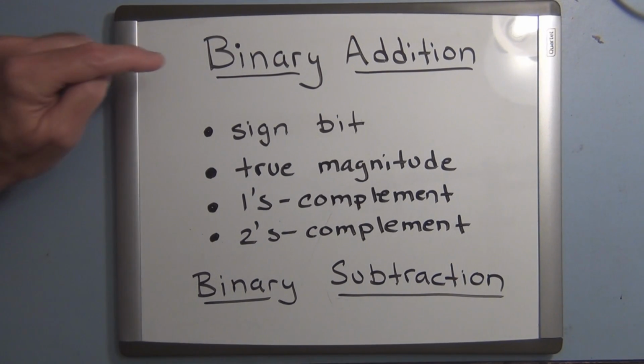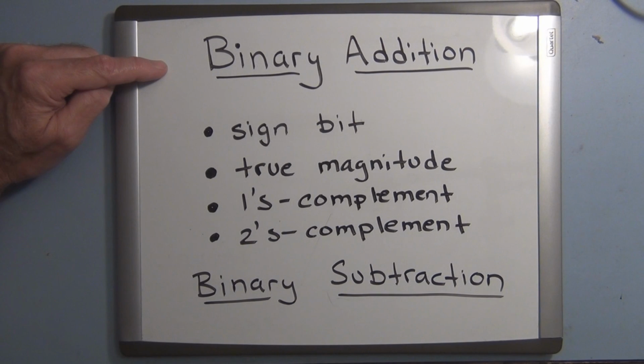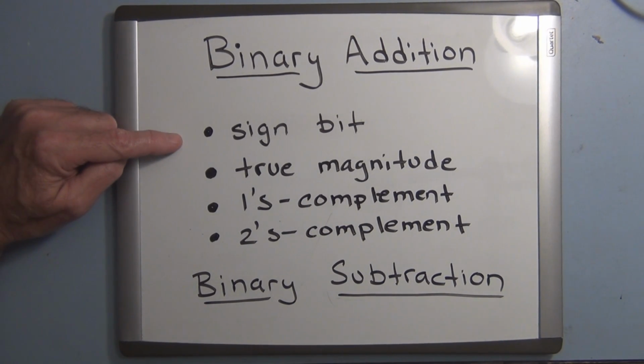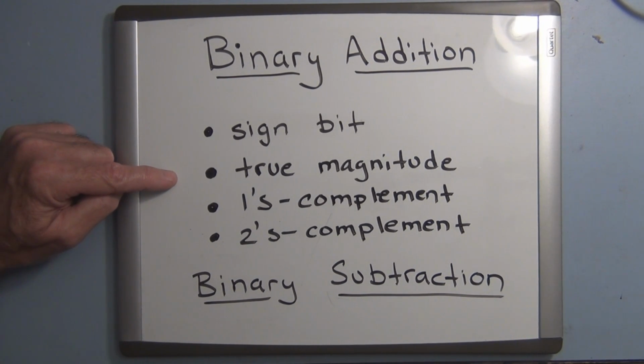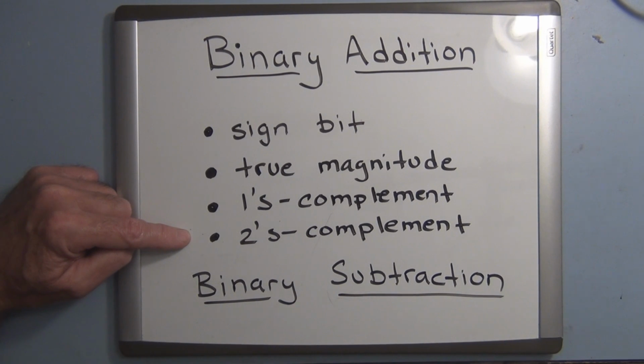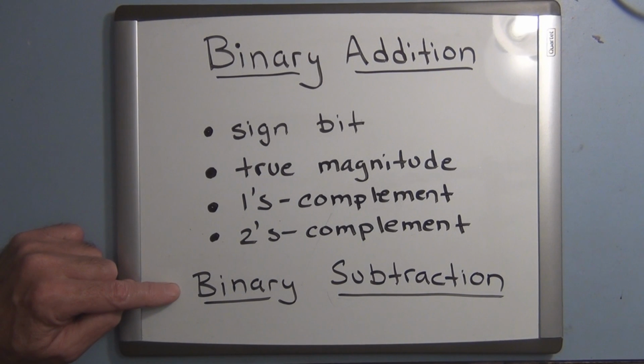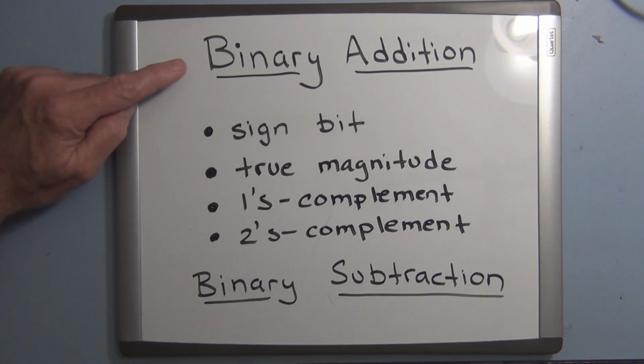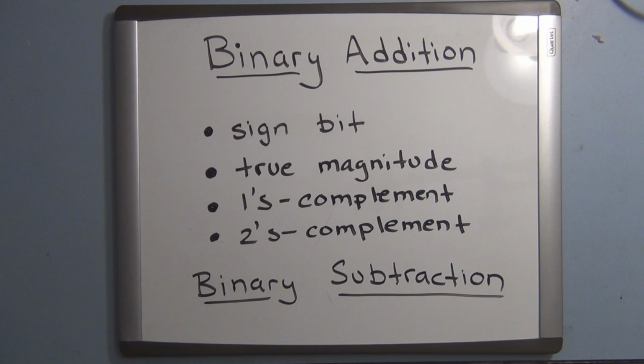In this video we're going to introduce binary addition. Falling under this topic we have the concept of a sign bit and the different forms that the magnitude of the binary number can take. We have a true magnitude form, a 1's complement form, and a 2's complement form. With this foundation it's very easy to jump over to binary subtraction, which is not much different than the ability to add two binary numbers together.